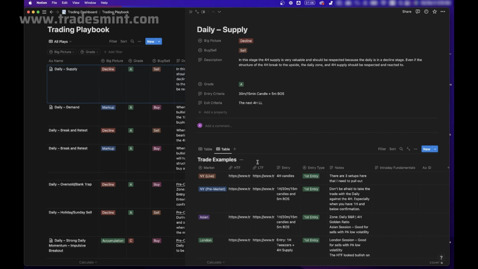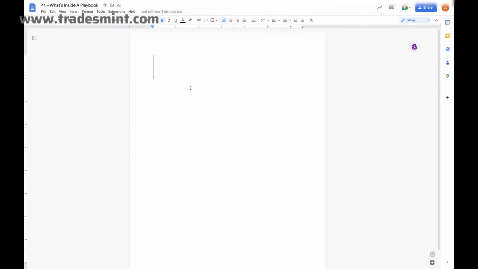But if you don't have the playbook template, I recommend that you get it for speed. It'll help you quickly set up your playbook and organize it. If you don't have it though, what I'm going to do is start off in a Word document, because this is where I started. I started in a Google Docs document, and we're going to build it now together. So I'm going to show you exactly what I would do if I was in your spot.